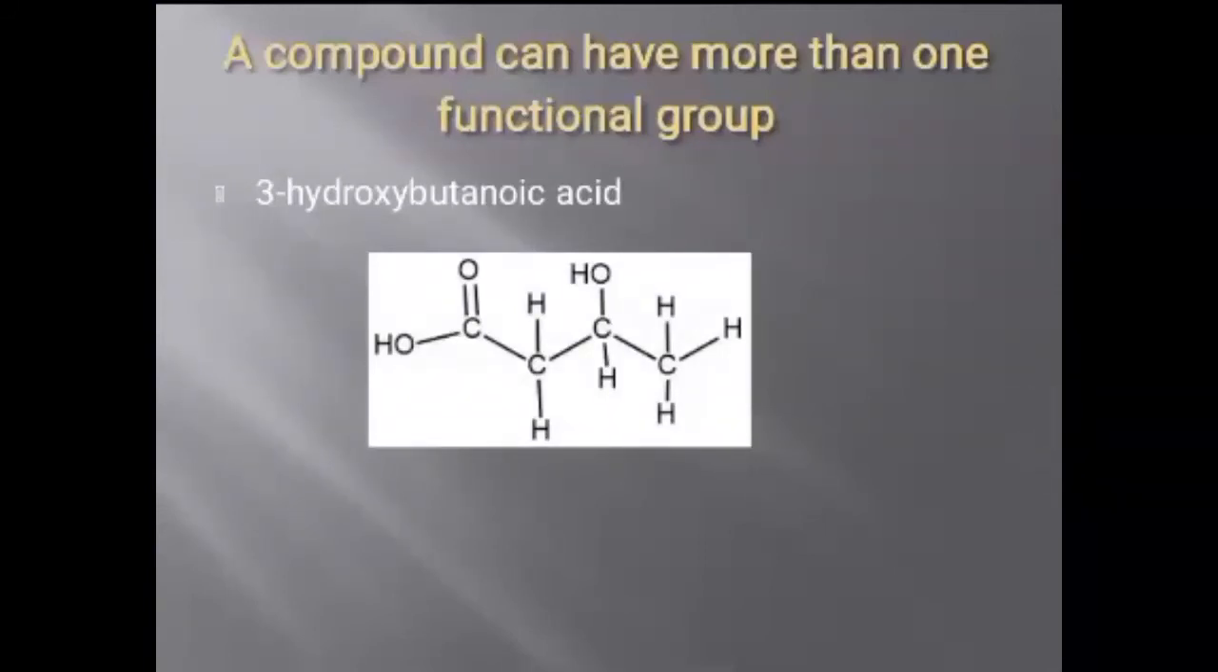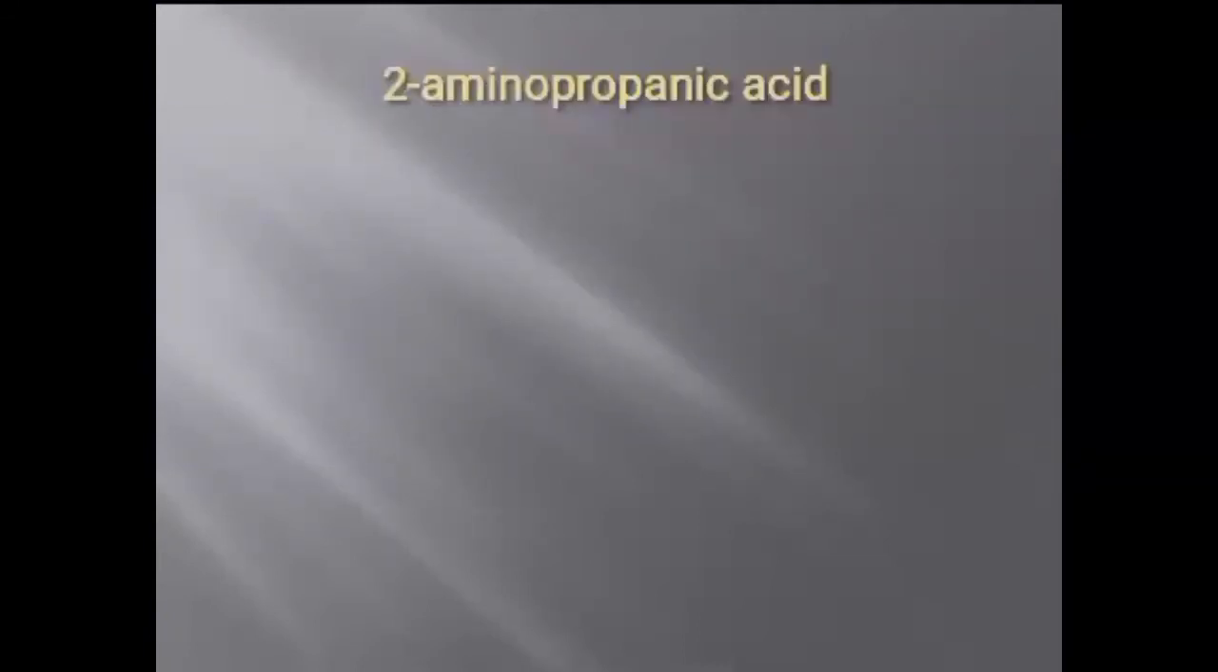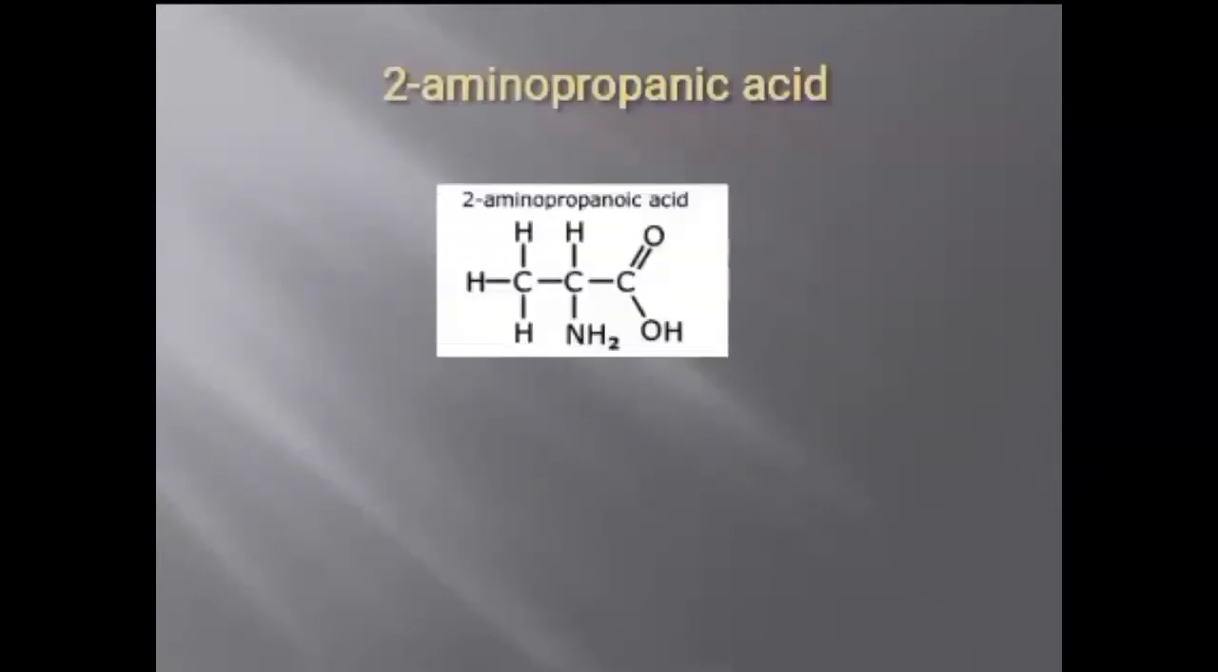So we have the name as 3-hydroxybutanoic acid. Then we equally have another example, 2-aminopropanoic acid. Now, 2-amino is telling you that we have an amine attached to that compound, and propanoic acid is equally telling you that we have an alkanoic acid attached to that compound. So what I'm trying to say in essence is that whenever you have more than one functional group in a compound, the naming must indicate that this compound has a combination of both functional groups. So that is that.